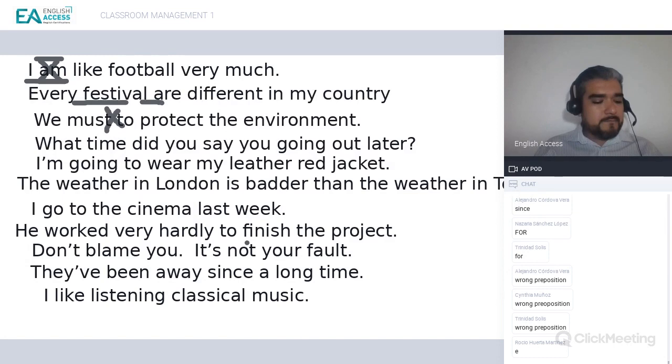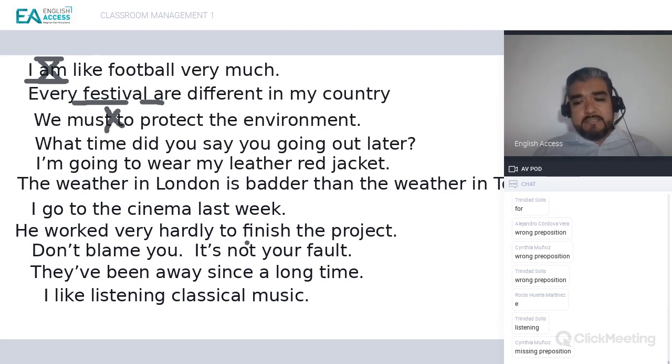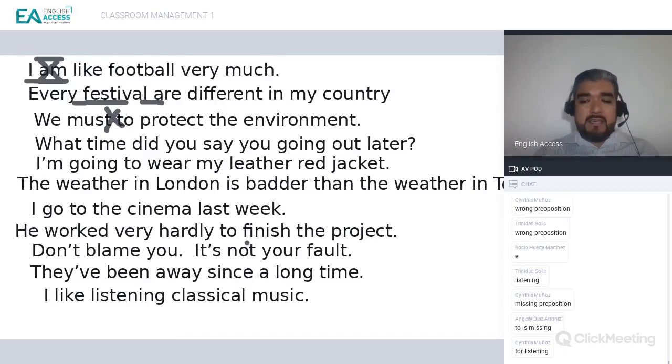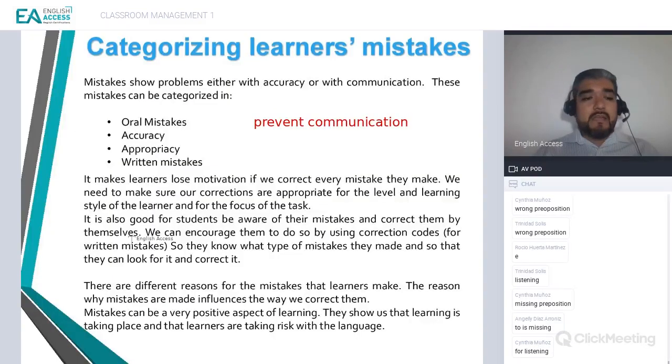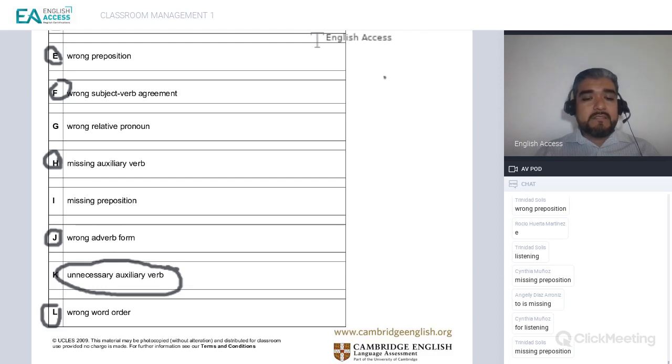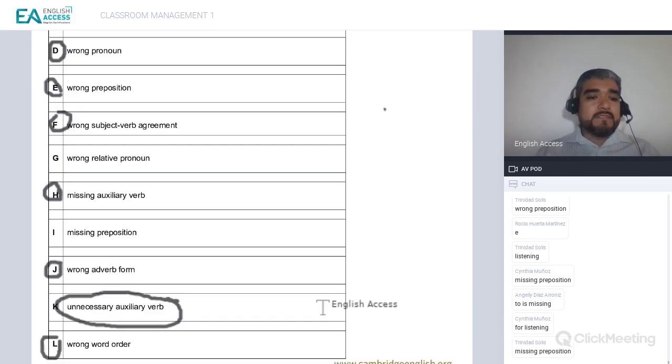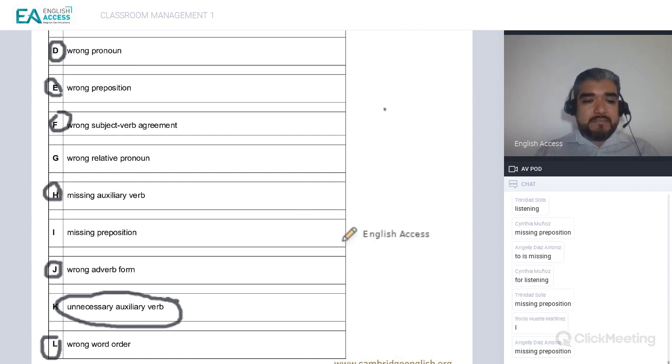What do you think about this? Listening. Listening is the problem? I don't think listening is the problem. It's missing something, right? What is missing? To, right? Yes. I like listening to. The problem is that it's missing to. So you say, I like listening to classical music. And then the type of mistake is that it's missing a preposition.